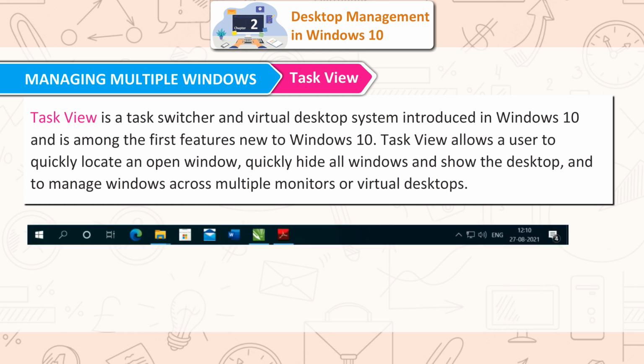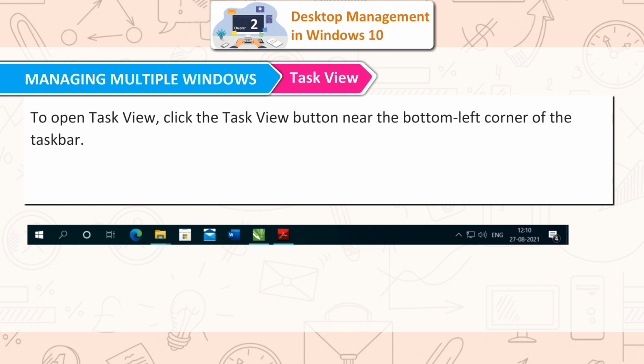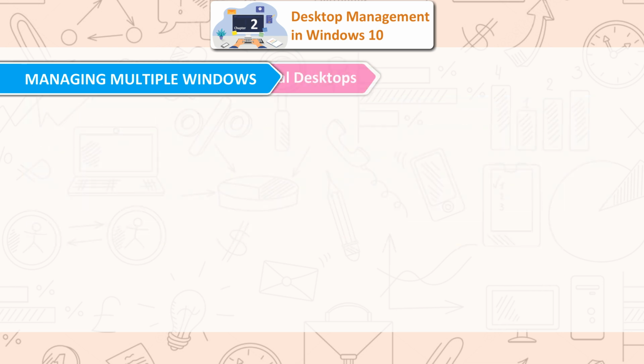Task View is a task switcher and virtual desktop system introduced in Windows 10 and is among the first features new to Windows 10. Task View allows a user to quickly locate an open window, quickly hide all windows and show the desktop, and to manage windows across multiple monitors or virtual desktops. To open Task View, click the Task View button near the bottom left corner of the taskbar.